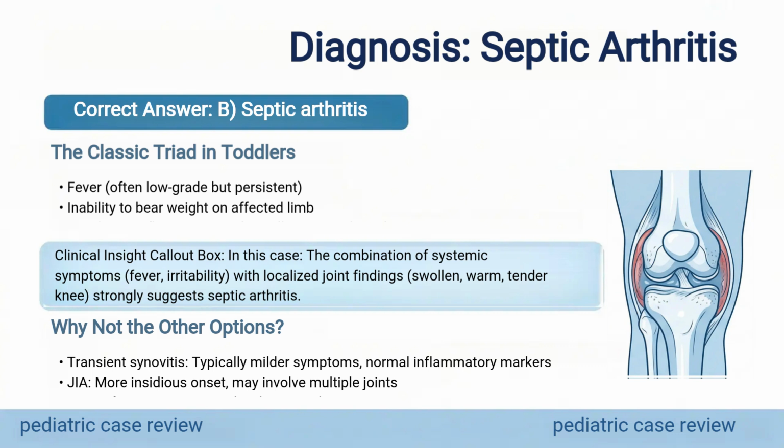In this case, the combination of systemic symptoms including fever and irritability with localized joint findings such as a swollen, warm, and tender knee strongly suggests septic arthritis. Transient synovitis typically presents with milder symptoms and normal inflammatory markers. Juvenile idiopathic arthritis has a more insidious onset and may involve multiple joints. Femur fracture would be associated with a trauma history.